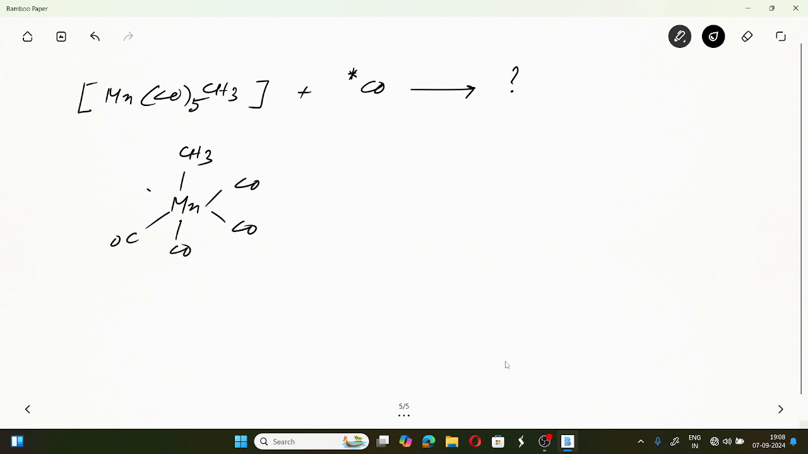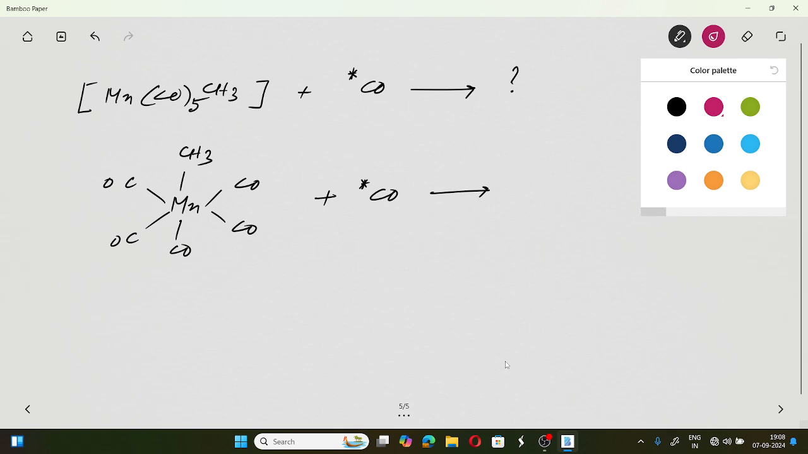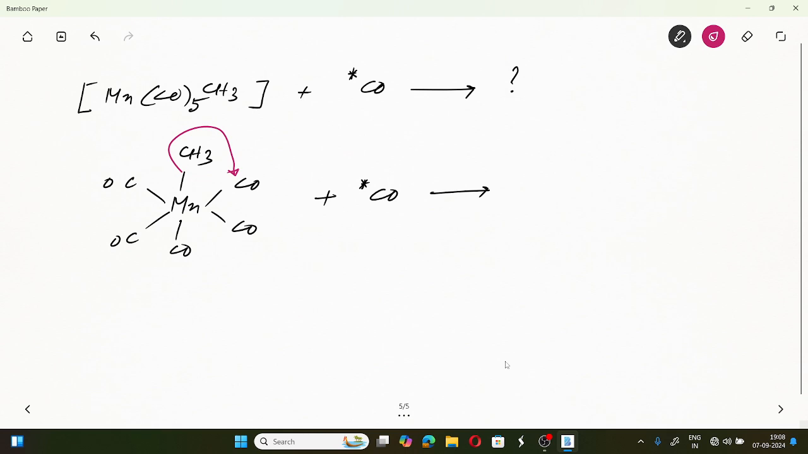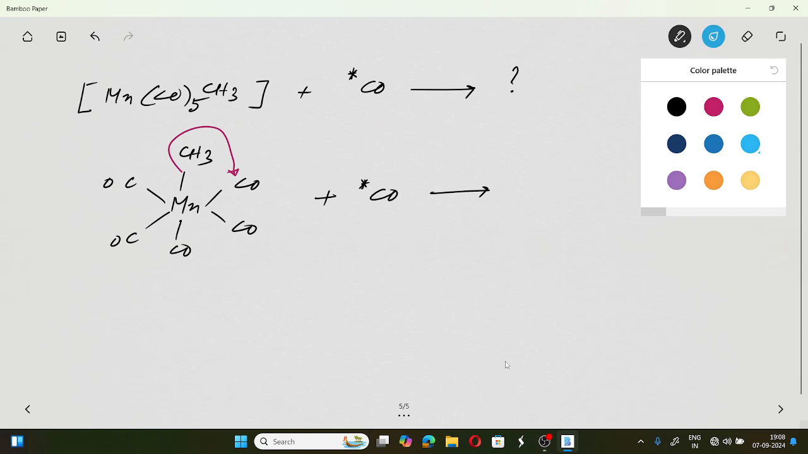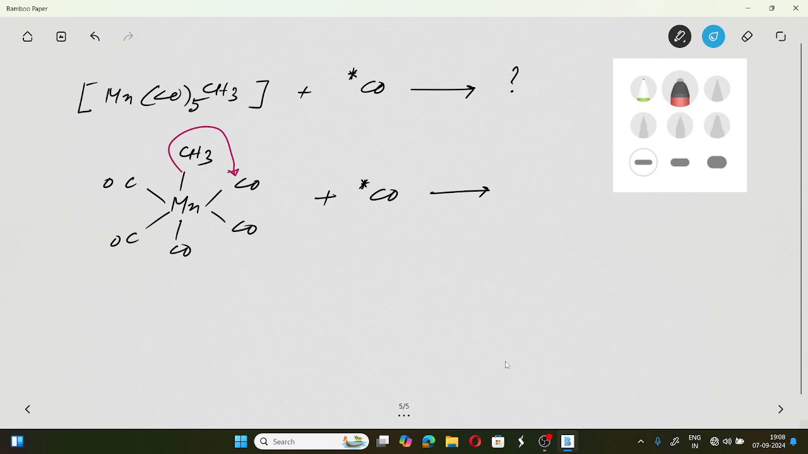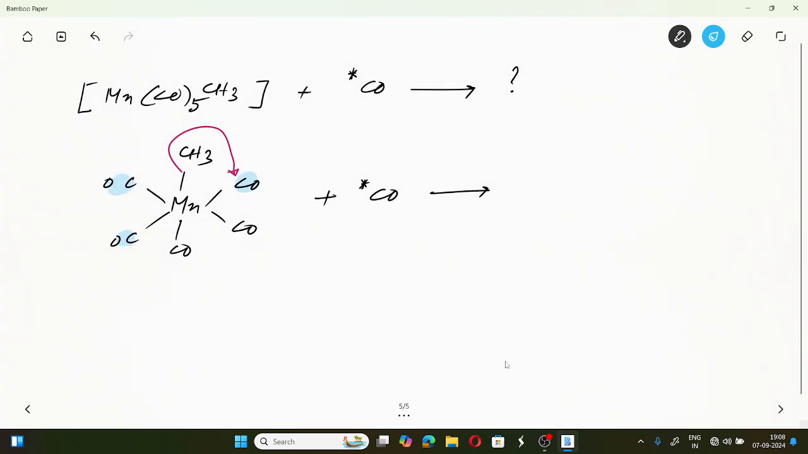These are the carbonyls. Now when this is treated with isotopically labeled carbon monoxide, what happens? This methyl group migrates to a neighboring cis carbonyl. দেখো neighboring cis positions যেগুলো, cis positions গুলো কোনগুলো? All these are cis positions with respect to methyl. All these are cis positions. So it will migrate to any of these cis positions, and this carbon monoxide will occupy this position, the vacant position.